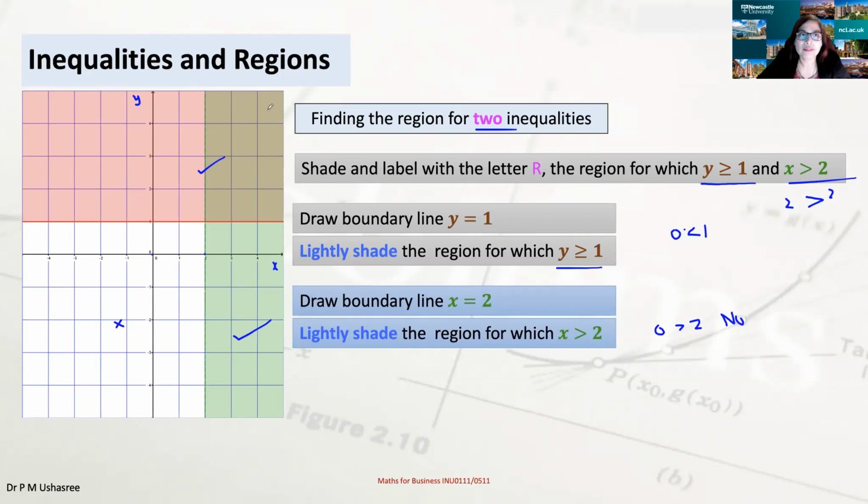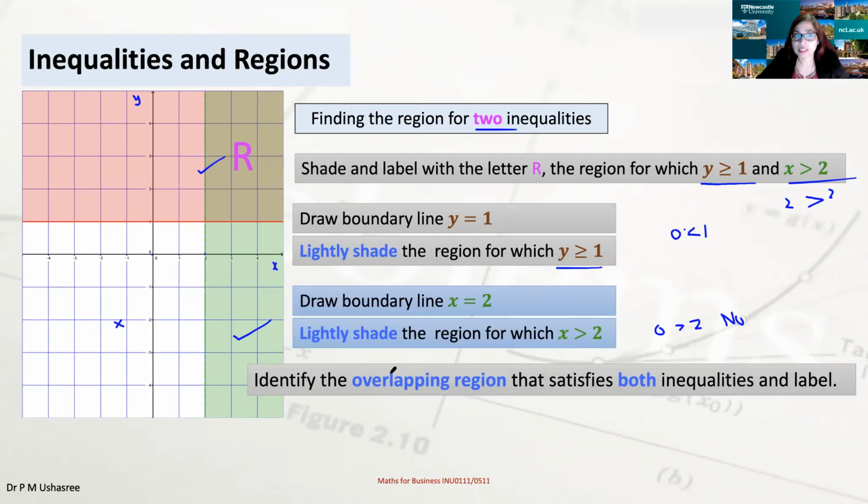Okay, now look at that. Where do these two shaded regions overlap? This is the place where they overlap, and that is the region which satisfies both inequalities. Then label it R, because the question asks you to shade and label with the letter R. Then shade it and label it.